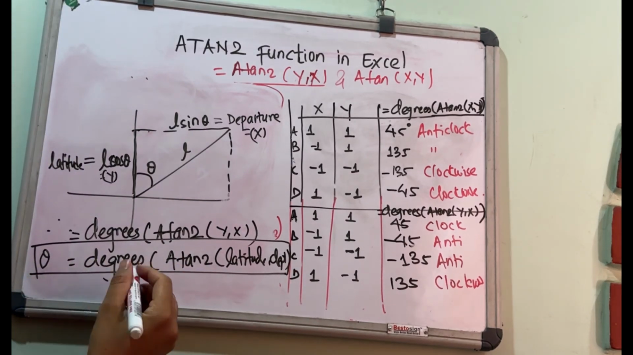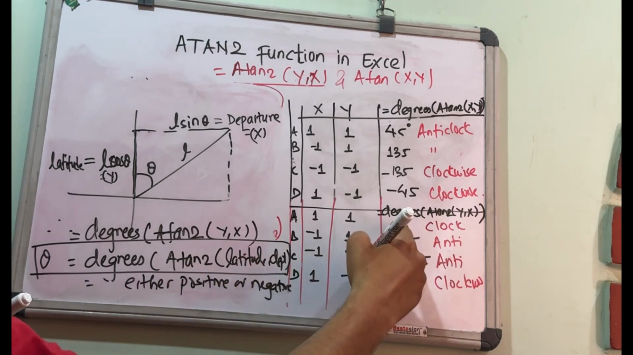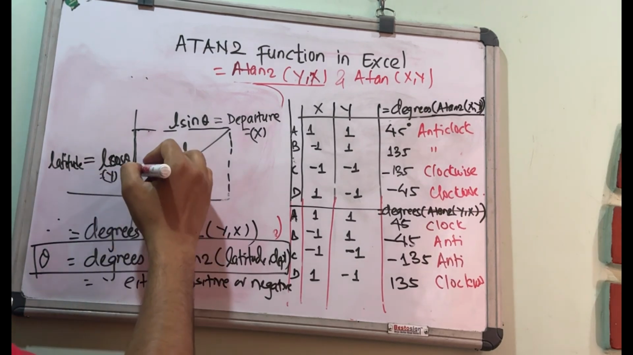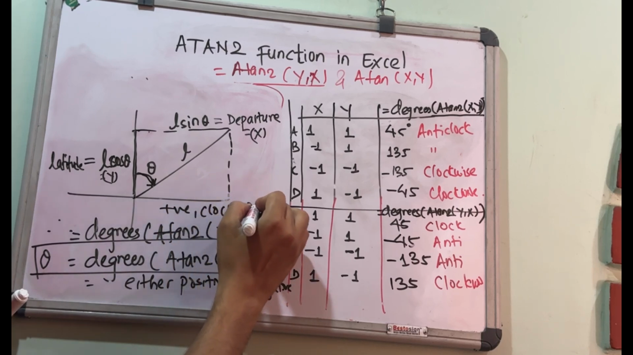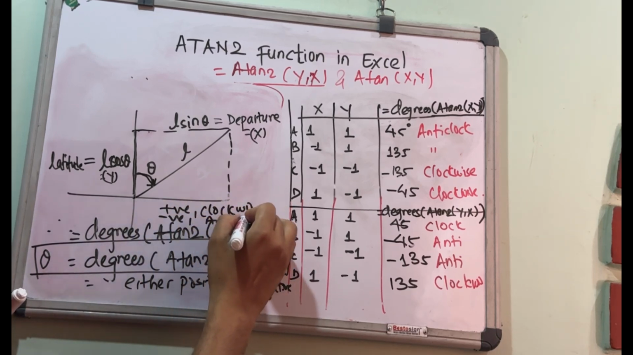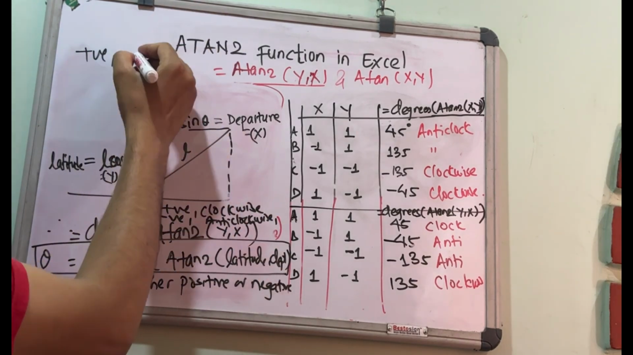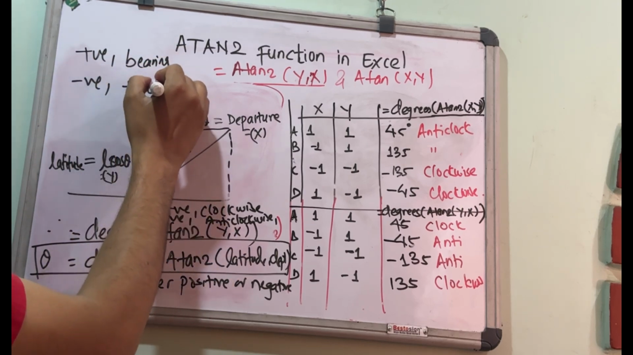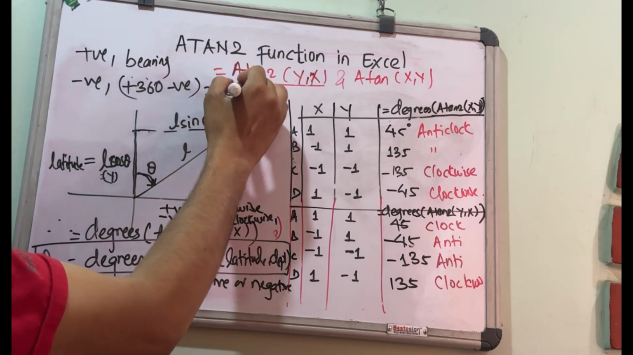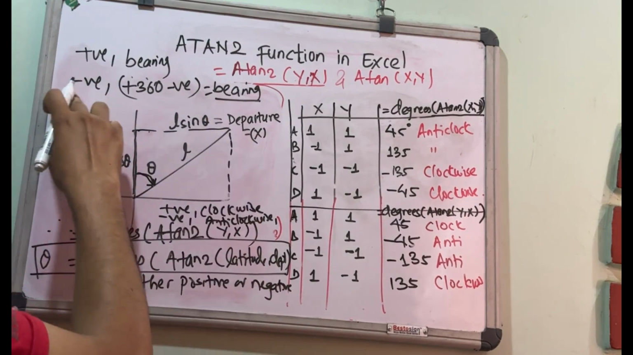Now the value can be either positive or negative. If the value is positive, then it is a clockwise angle. If the value is negative, then it is anti-clockwise. So to know the bearing, if the value is negative, you need to add 360 degrees to this negative value. If positive, then that is the correct bearing. If negative, then you need to add 360 plus that negative value to get the bearing. So this is what you need to understand. Let us see how to understand this if the value is negative.